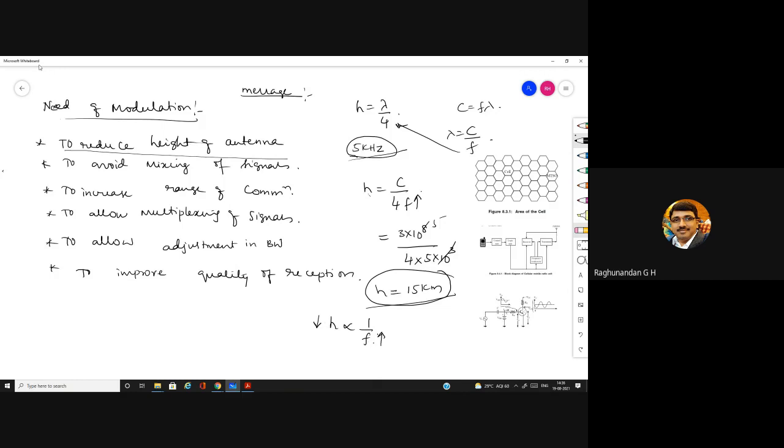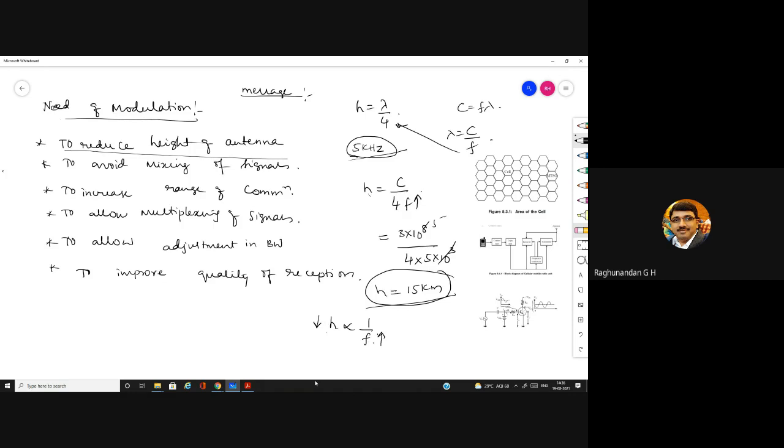For this case, I cannot change my message signal, right? Because our audibility range is only till 20 kilohertz. Just to reduce the height of the antenna, I cannot speak at gigahertz range. Human beings don't have that much capability, or we cannot speak at megahertz range. Even if you speak at megahertz range, we cannot listen, because our audibility range is only till 20 kilohertz.